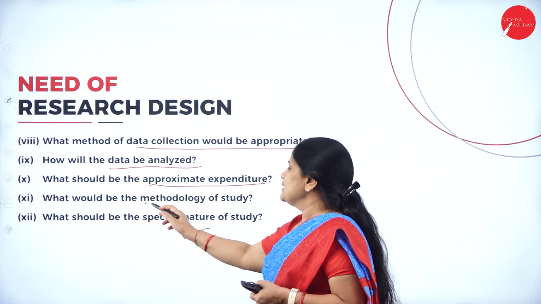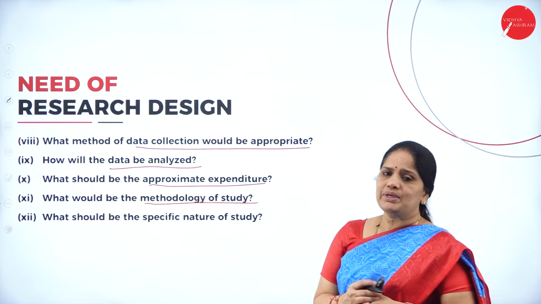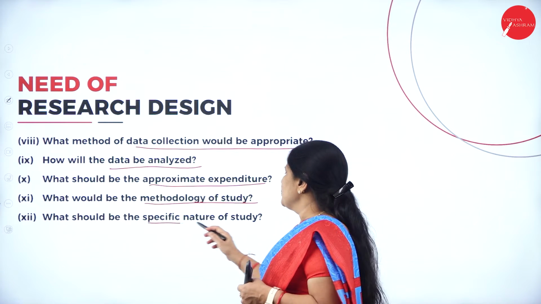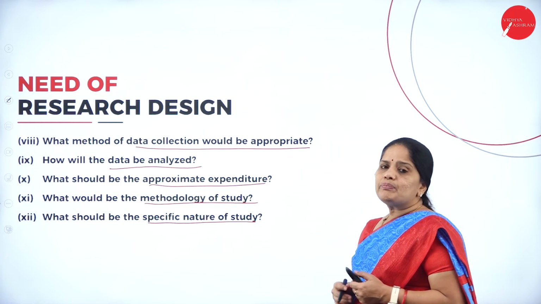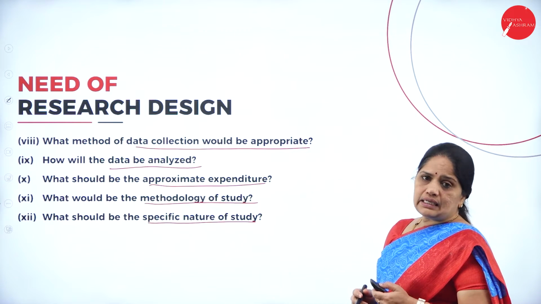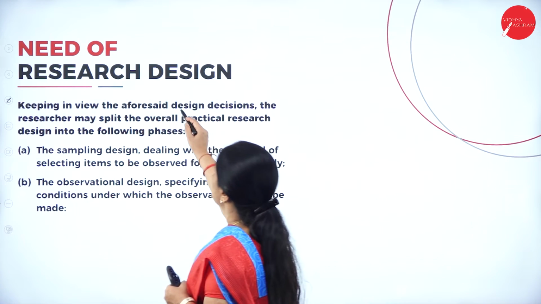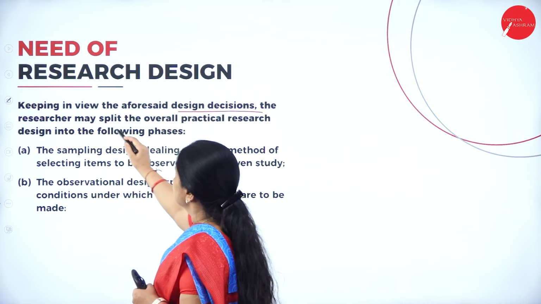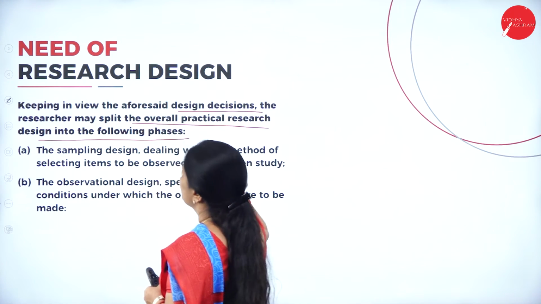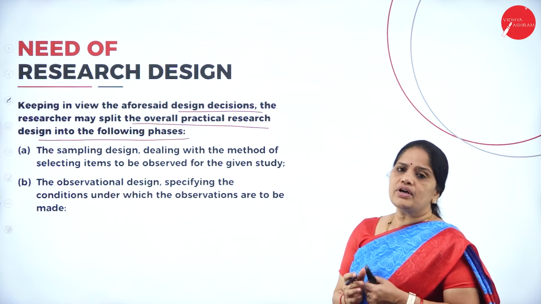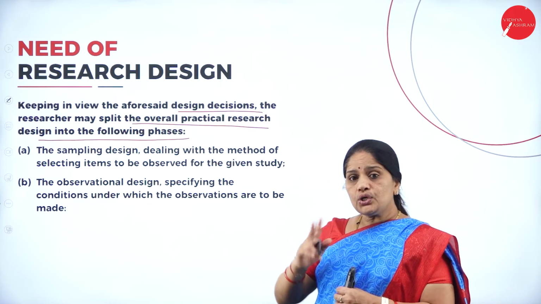Then what would be the methodology of study? What kind of methodology you will be using in studying, and what should be the specific nature of the study? So all these questions should be answered when you are writing down the research design. Then keeping in view the aforesaid design decisions, the researcher may split the overall practical research design into the following phases. So the need for research design, he can always split the research design into two phases.